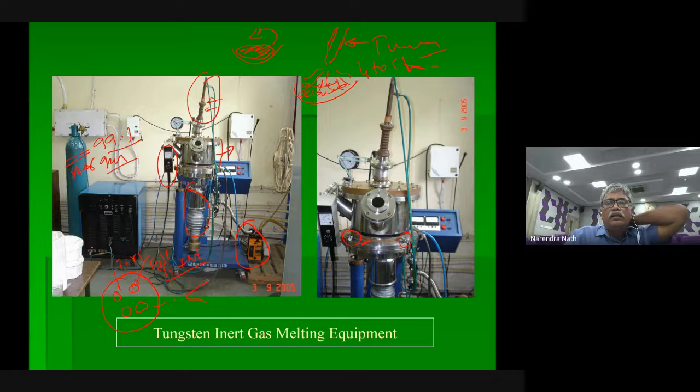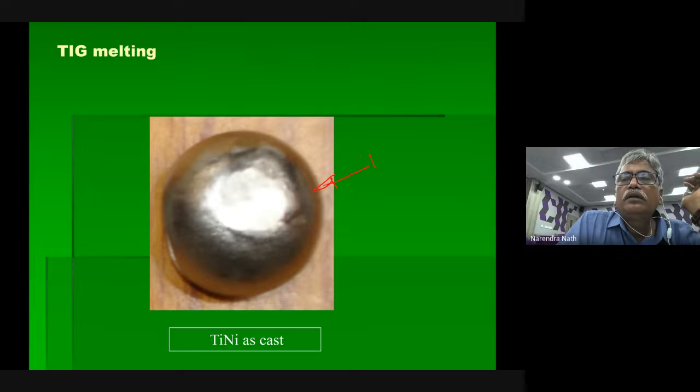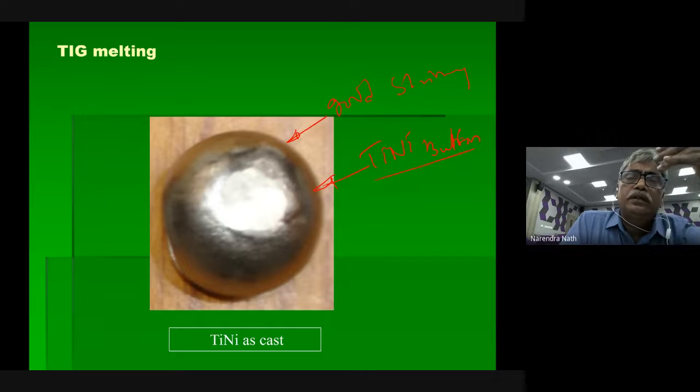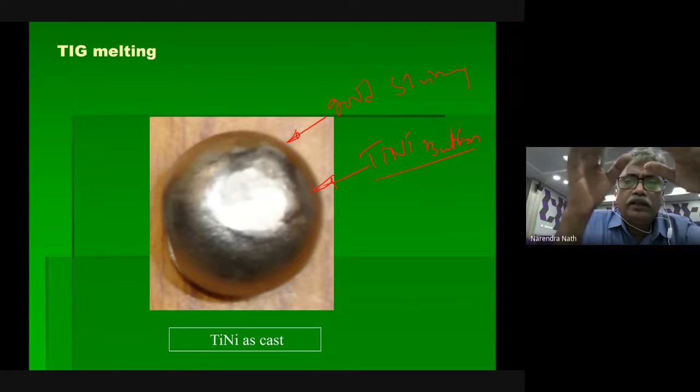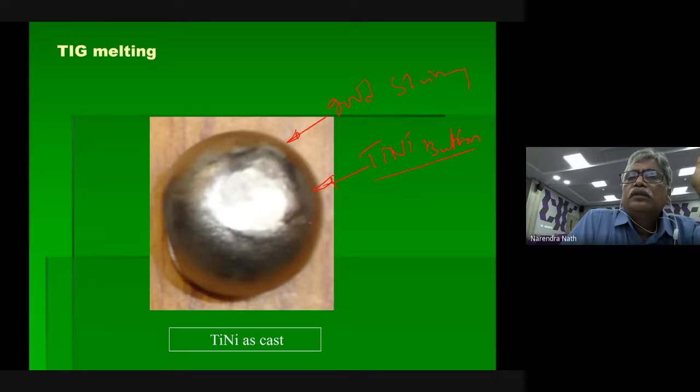So later, this kind of titanium nickel button is forming. If this button is good, you see a shiny face. If it has reacted with oxygen, if you are not properly flushing out the atmospheric air and not properly creating vacuum, it becomes dull. Dull in the sense it looks like ash color.